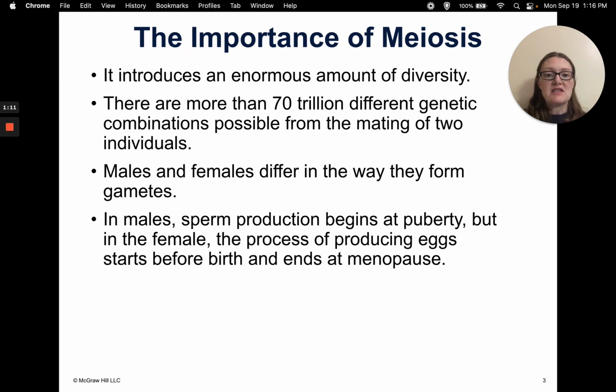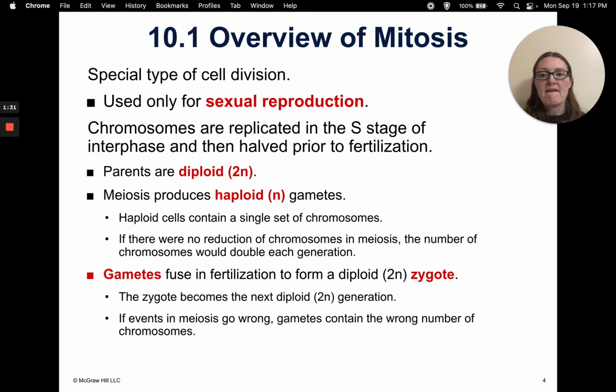Males and females differ in the way they form gametes. Gametes are the reproductive cells, basically the egg and the sperm, if we're talking about animals. Now in plants, that's the pollen and the ovules. In males, sperm production begins at puberty, but in the female, the process of producing eggs starts before birth and ends at menopause. So this is only used for sexual reproduction. If an organism is not reproducing sexually, then they have no reason to go through meiosis.